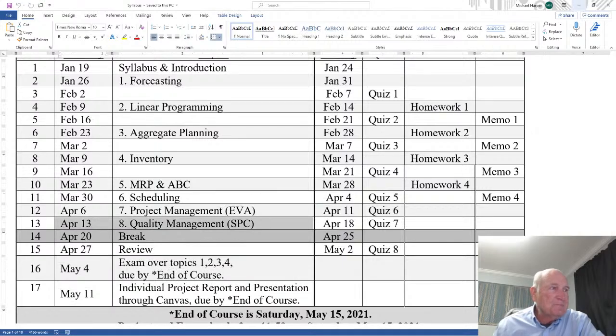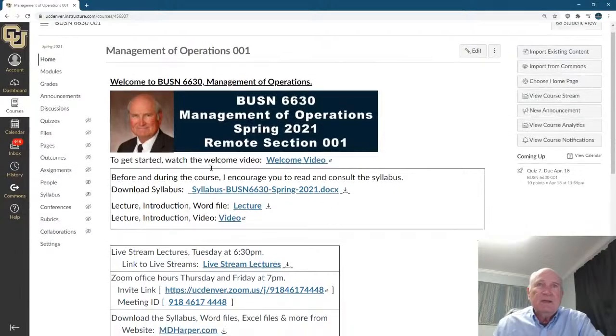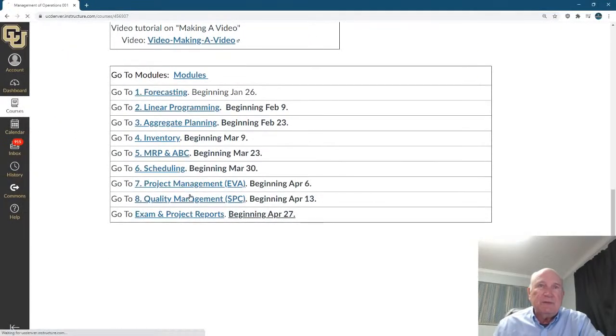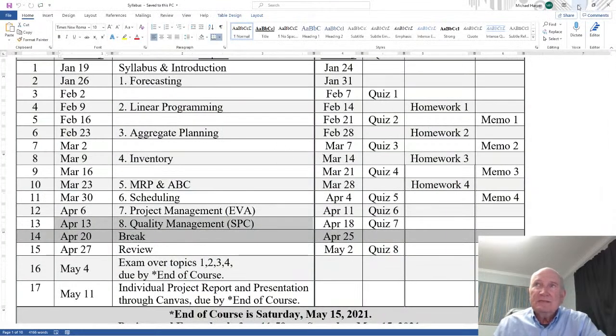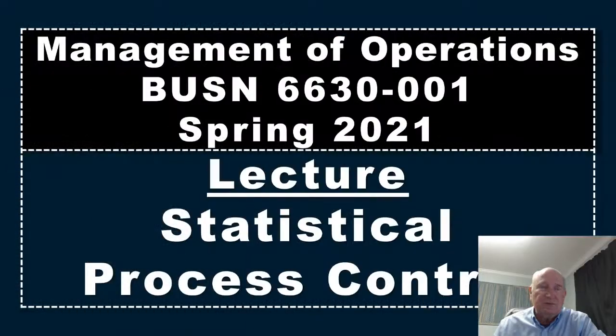If we bring up Canvas, this is under Quality Management SPC. This will certainly be recorded and it'll be posted right here on Canvas, so you can certainly look at this video. I'll start with the video and the material, and as we get through the first part of it, I'll pause and see if there are any questions about any of the assignments that you've already turned in or you're going to turn in. Okay, so let me minimize this, and let's get into process control charts.